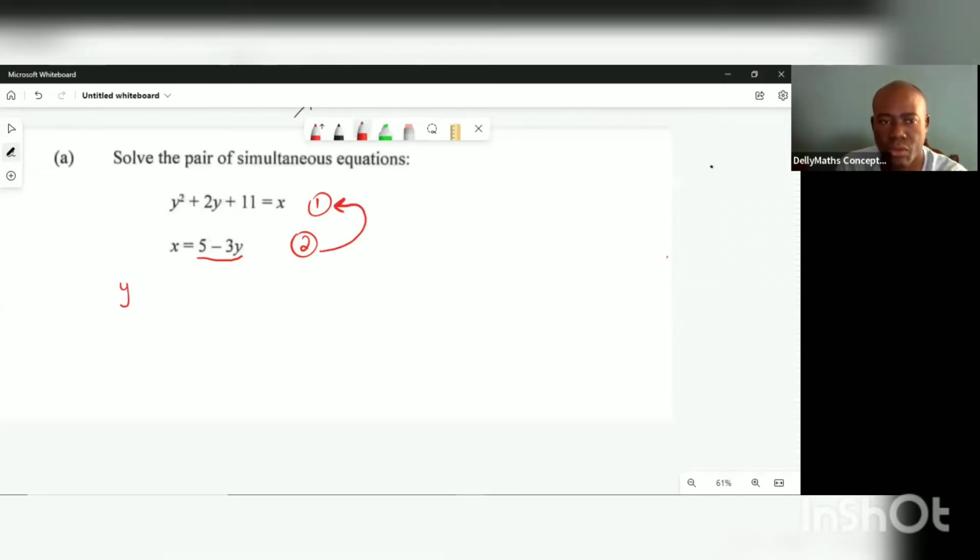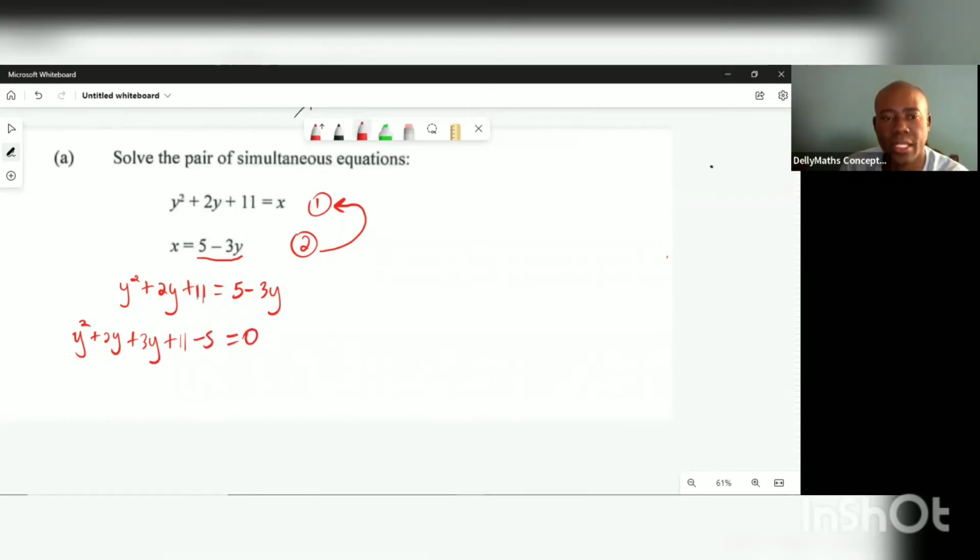So y squared plus 2y plus 11 is equal to x. But now I'm going to be putting 5 minus 3y where x is. So here it is, I've substituted. Then now I'm going to collect everything on one side because I'm solving a quadratic. So we could see y squared, I have a plus 2y. If I add 3y to both sides, I'll have 3y here plus 11. And then I'm going to subtract 5 from both sides. I'll have minus 5 on this side is equal to 0.